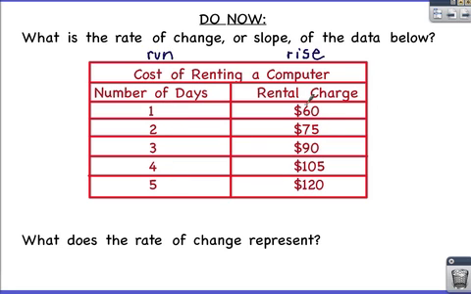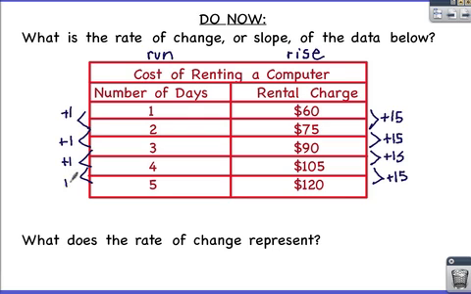Now rise, we start over here, 60 to 75, we're adding 15, 75 to 90, we're adding 15, 90 to 105, we're adding 15, and finally 105 to 120, we're adding 15. The number of days is going up by 1. So our slope, or rise over run, is 15 over 1, or 15.